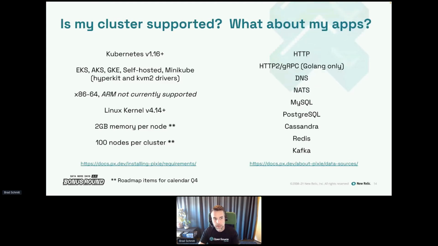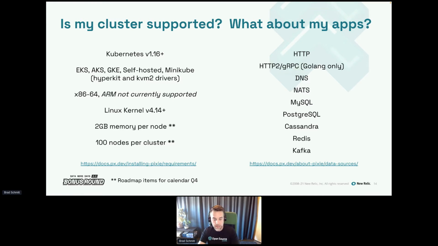So on the left-hand side, we have some of the prerequisites: Kubernetes version 1.16 or newer. EKS, AKS, GKE, self-hosted, and Minikube are all very well tested. We've seen success on OpenShift and some other platforms as well. If you don't see something in the list, that doesn't mean it's not supported. It just means that it hasn't been fully tested. So if you have a supported Linux kernel, version 4.14 or later, and you've got the necessary version of Kubernetes, 1.16 or later, and you're running an x86-64 processor, then more than likely you'll have success deploying Pixie to your cluster.